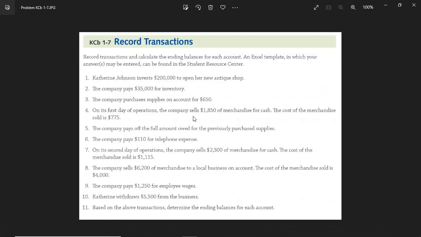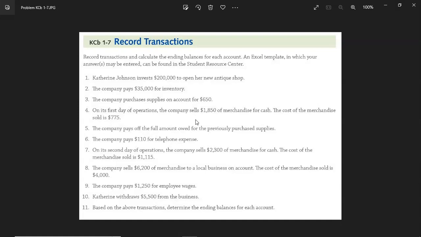This also says the cost of merchandise sold is $775. So I purchased, does it tell us what kind of a company this is? Antique shop. So I purchased an antique, I don't know, dresser for $775. Okay. I then sold that dresser for $1,850.